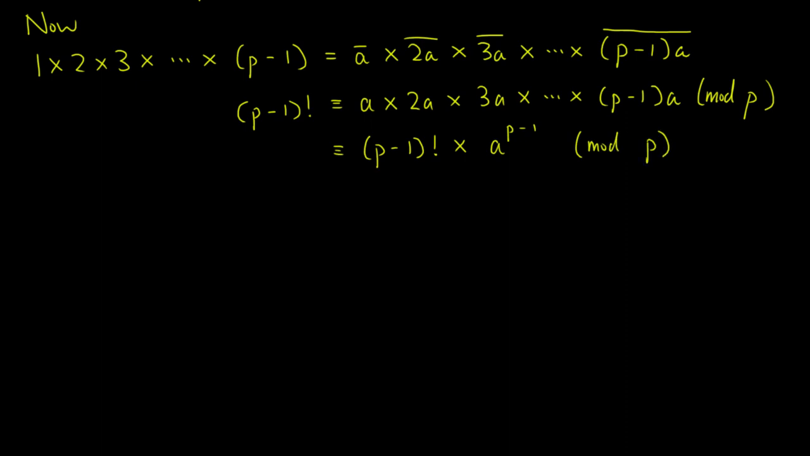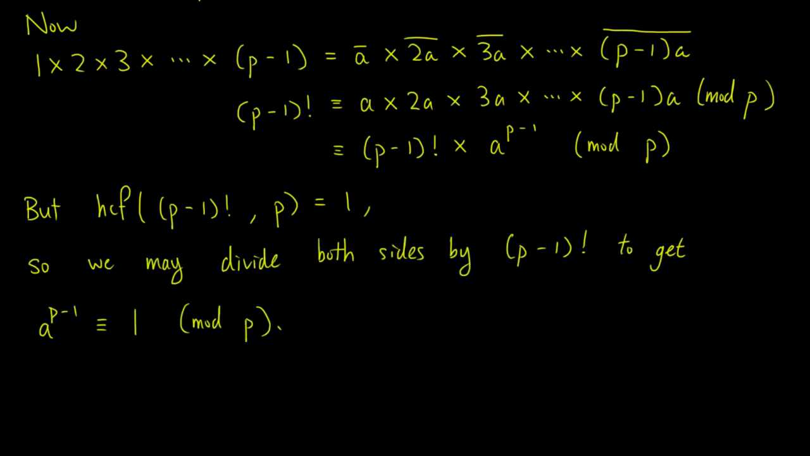Finally, we check that the HCF of p minus 1 factorial and p equals 1, so we may divide both sides of the congruence by p minus 1 factorial to get a to the p minus 1 is congruent to 1 mod p, where we have applied a result from the fourth number theory video. So we have completed the proof.